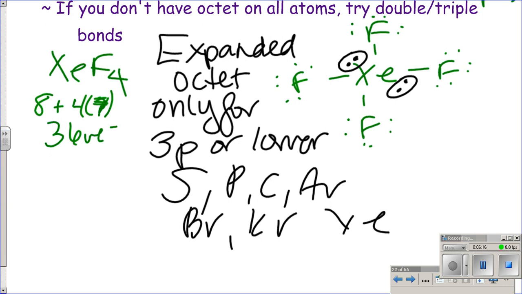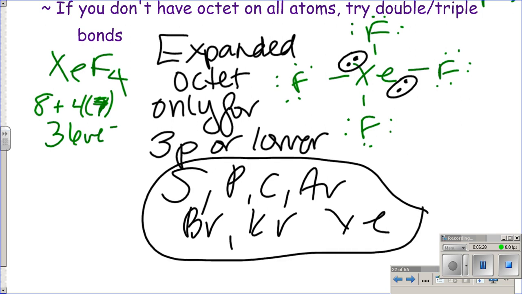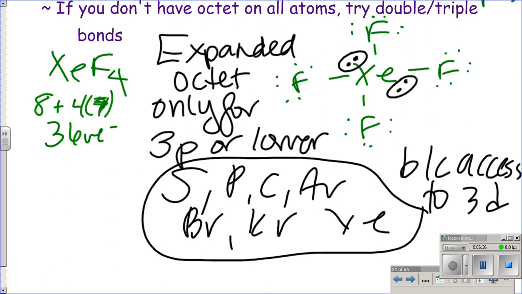Okay, so you see a lot of the noble gases, they actually do form central atoms, even though they don't really need to share, but they like to be good citizens and share with the other little lonely elements that need some help with octet. So a lot of times if you see these guys as the central atom, they will have expanded octet. That's because they have access to 3D or 4D or 5D.